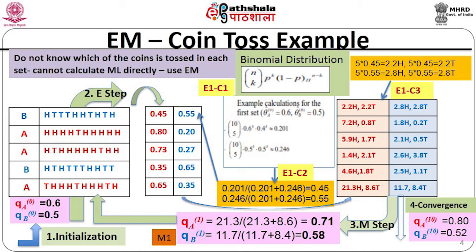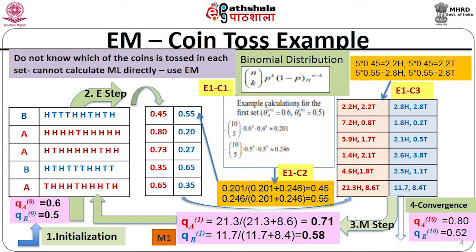So, now at the first iteration, during initialization, we are assuming this QA and QB is just an assumption. We are assuming that the probability of selecting a red coin is 0.6 and the probability of selecting the blue is 0.5. This is not calculated, this is just a guess. As we do this EM algorithm, we will come to a convergence, and that final value is the ML estimate.